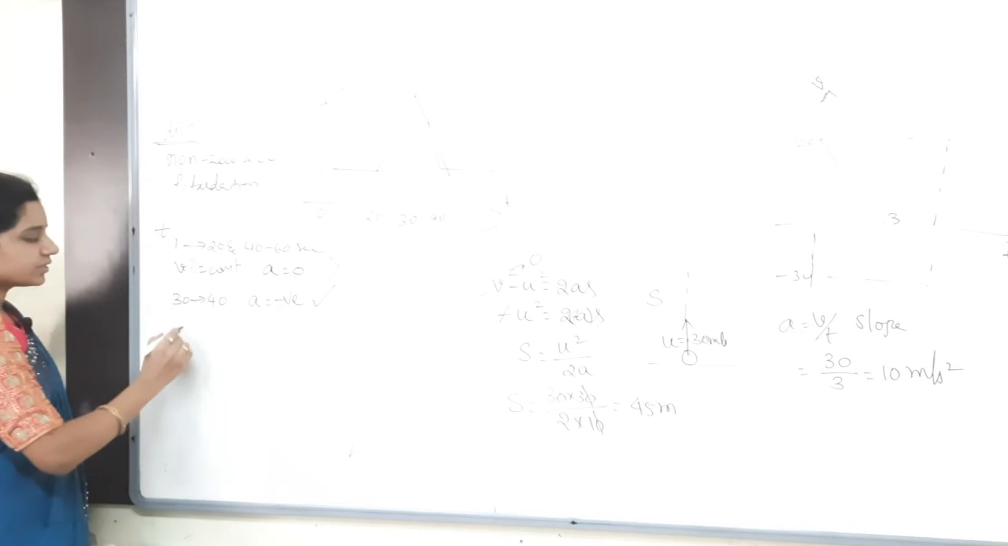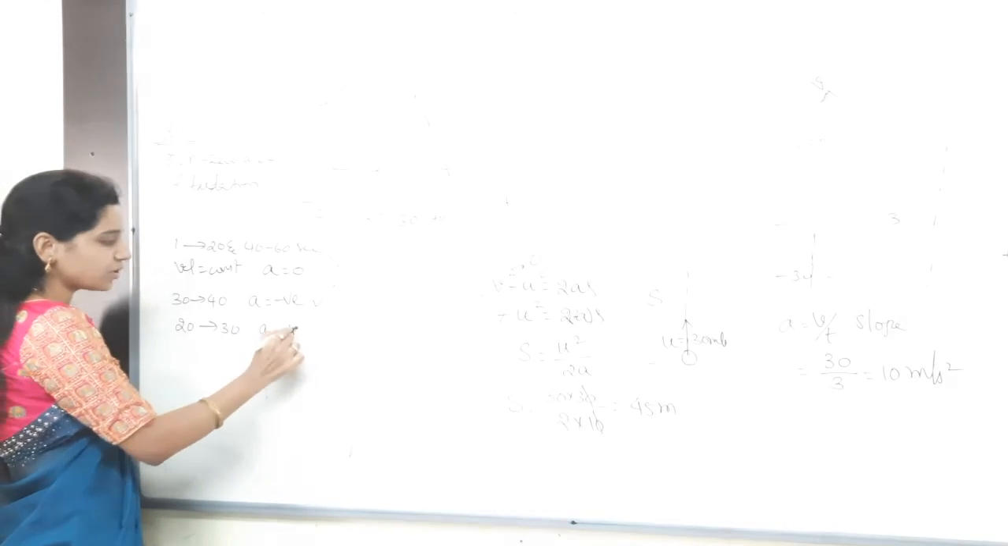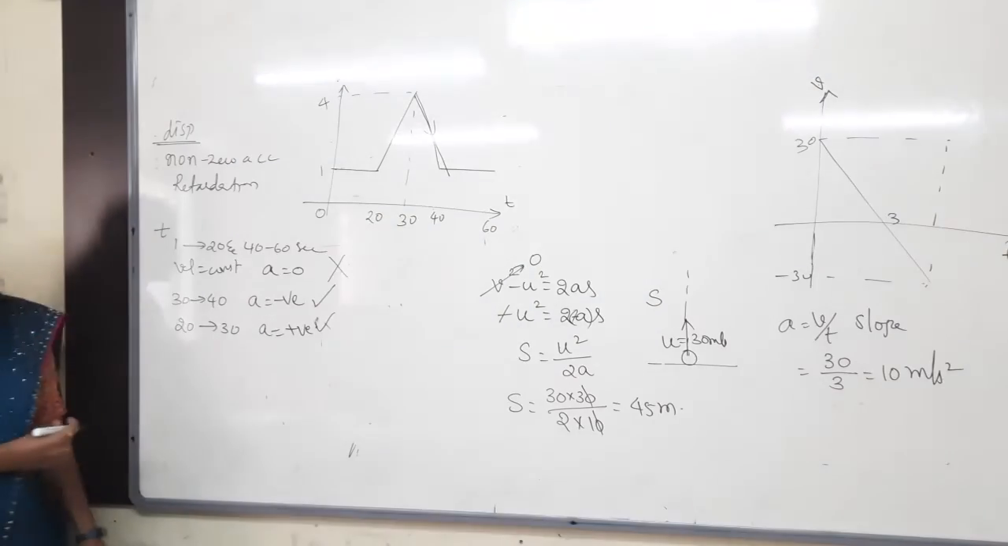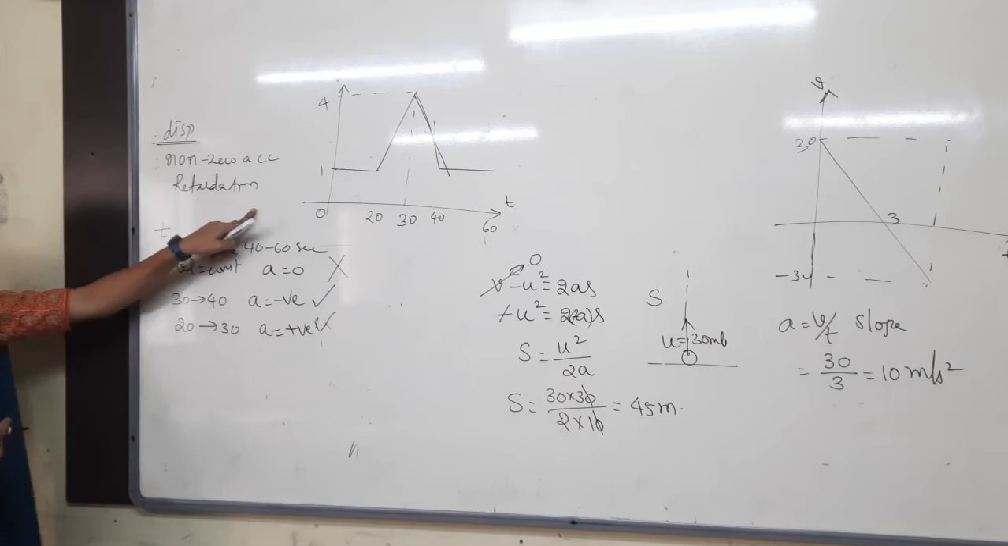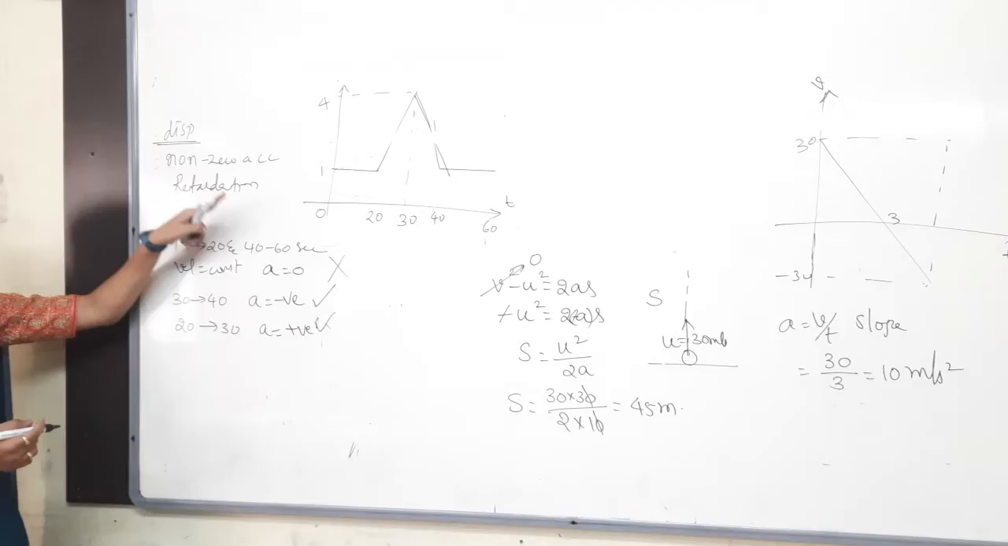And non-zero acceleration from where to where? 20 to 30. Obviously acceleration is positive only. You have to include that also. That is what they have given in the question: non-zero acceleration and retardation. I included non-zero acceleration and I included retardation also.